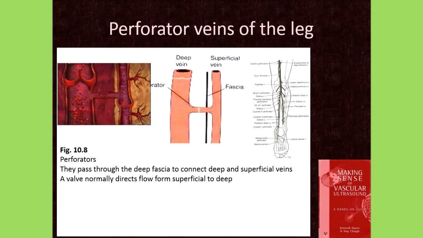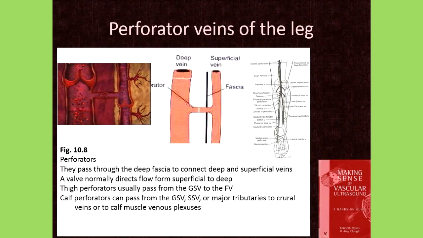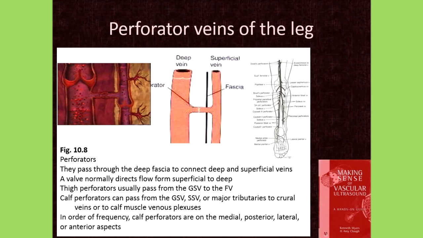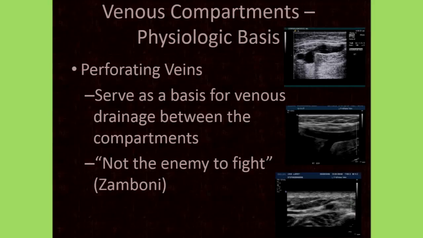Example of all the perforators, there are perhaps as many as 150 perforators in the thigh and the leg, something that's not well appreciated by people who are new to the field. Thigh perforators generally pass from the great saphenous vein to the femoral vein. Calf perforators can pass from the great, the small, or major tributaries into the calf muscle venous plexuses. In order of frequency, the calf perforators are most frequent in the medial aspect of the calf or leg, posterior, lateral, and then anterior.